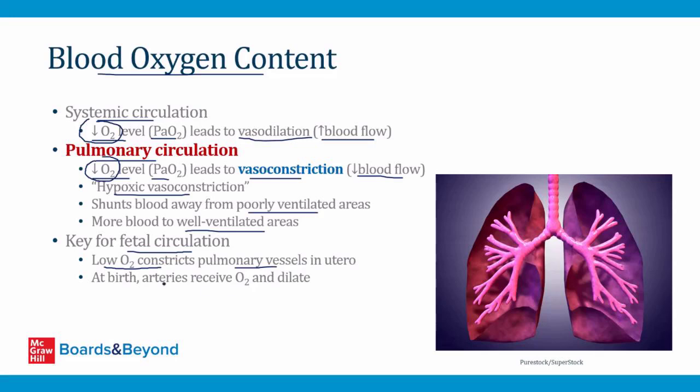At birth, however, when the arteries receive lots of oxygen, then they begin to dilate. And that's why when the baby is born and it starts to breathe air and have ventilation of the lungs, much more blood flow begins flowing through the lungs. And I talk about fetal circulation in detail in other videos.